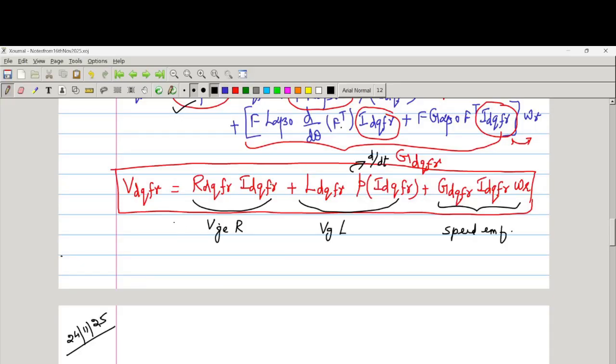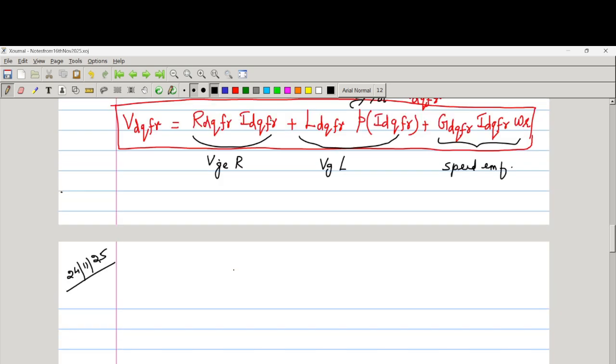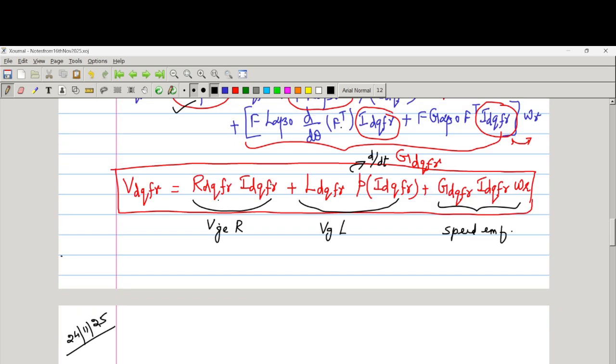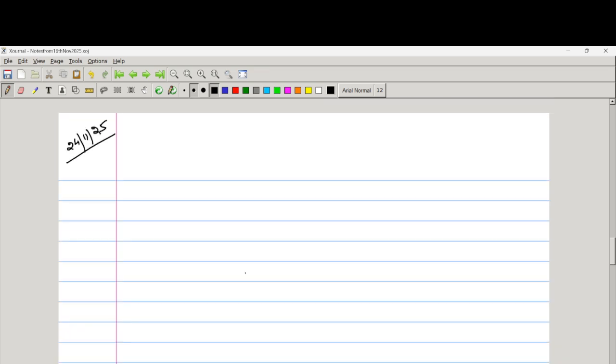In the last session, we have seen the voltage equation in the rotor attached reference frame, where the stator variables are fictitious. In this equation, as I told already, there are three terms. First one will be the voltage across the resistance, voltage across the inductance, and the speed EMF term. Already we know in the previous session what is meant by RDQFR, what is meant by LDQFR, and what is meant by GDQFR.